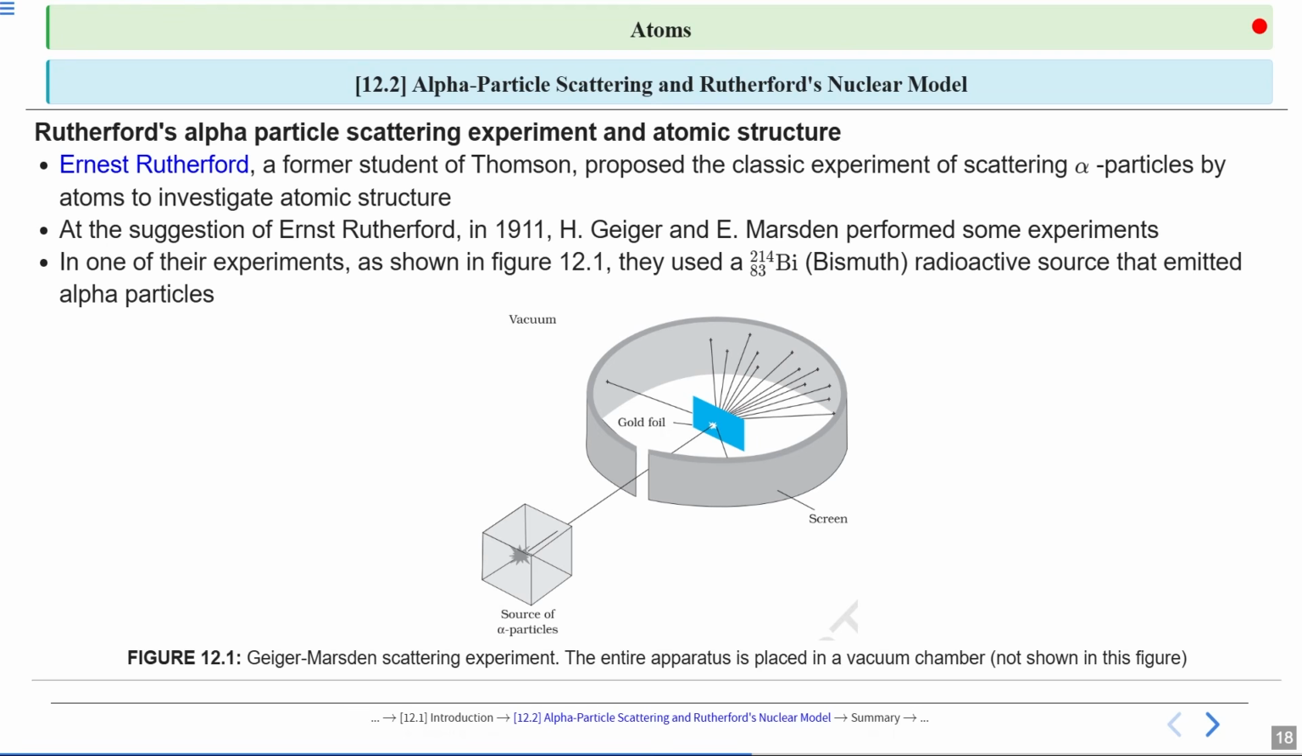The source of alpha particles used here is radioactive bismuth, that is bismuth 83-214, and that bismuth is producing alpha particles. Those alpha particles are directed towards the gold foil, and a screen is placed, and then readings are noted. We will discuss the observations of this experiment in the further slides.